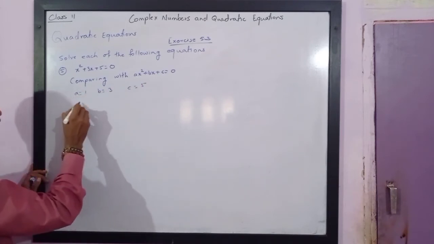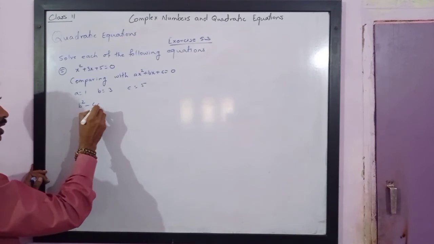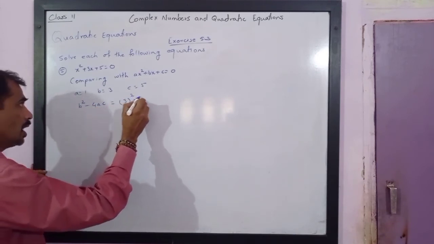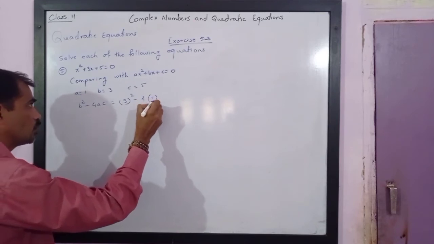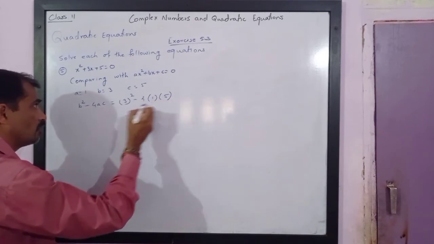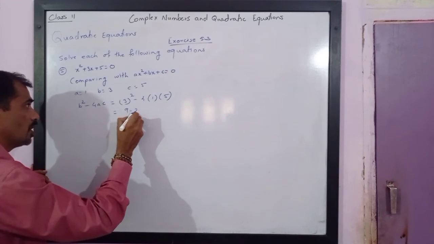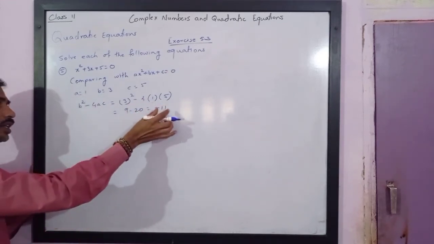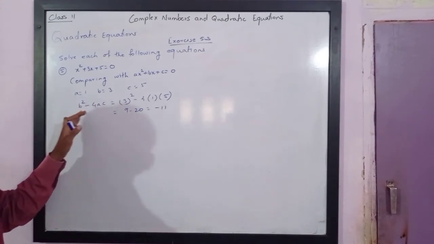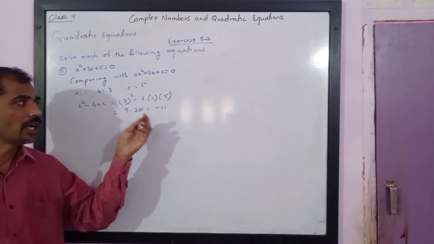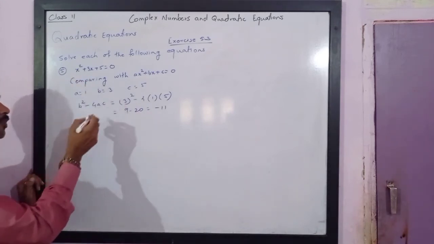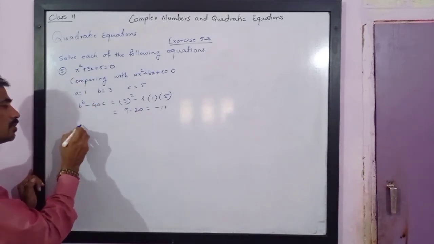Now b square minus 4ac, this discriminant, is equal to 3 square minus 4 times a, which is 1, and c, which is 5. So you will get 9 minus 20, that is equal to -11. We have got -11, which means the value of discriminant is less than 0, and hence we will have complex roots, that is not real roots. So let us find the roots.